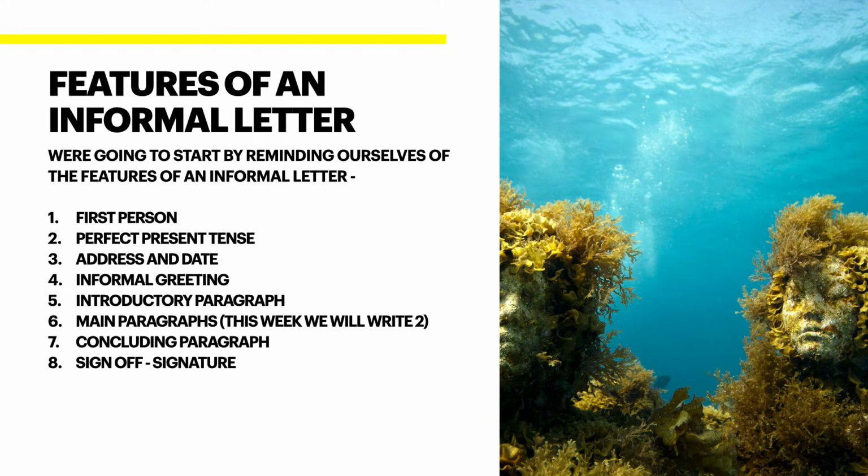The features of an informal letter we should be using today. We know to write in first person. We know we're going to be writing in perfect present tense. We will include an address and a date. There'll be an informal greeting. We'll also have an introductory paragraph, just a short few lines to introduce ourselves. We will have main paragraphs. There should be a concluding paragraph. And finally, we will sign off and include a signature or our name.